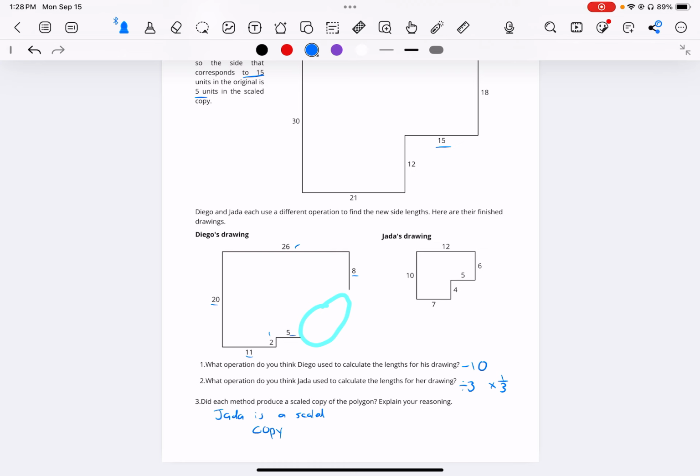So in order to create a scaled copy, you must multiply each side by the same number. So it only works if you're multiplying.